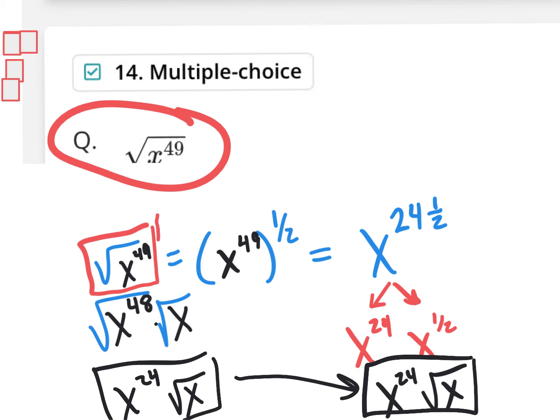So I would probably prefer to go this way, but you could actually multiply 49 times half, and that'll be 24.5. And of course you're going to split that x to each of them, to the 24 and to the half, and there's your answer. Just change this back to a radical. It's totally up to you. I showed you two methods. Hopefully you go with the one that's more comfortable with you.